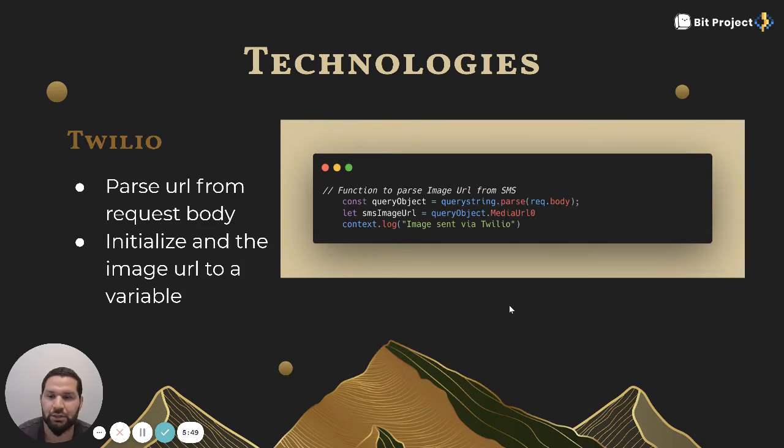We'll start off with the Twilio part. It's pretty simple here. We parse the URL from the request body and then just initialize the image URL to a variable. We have a context log that just outputs image sent via Twilio to the Azure function.